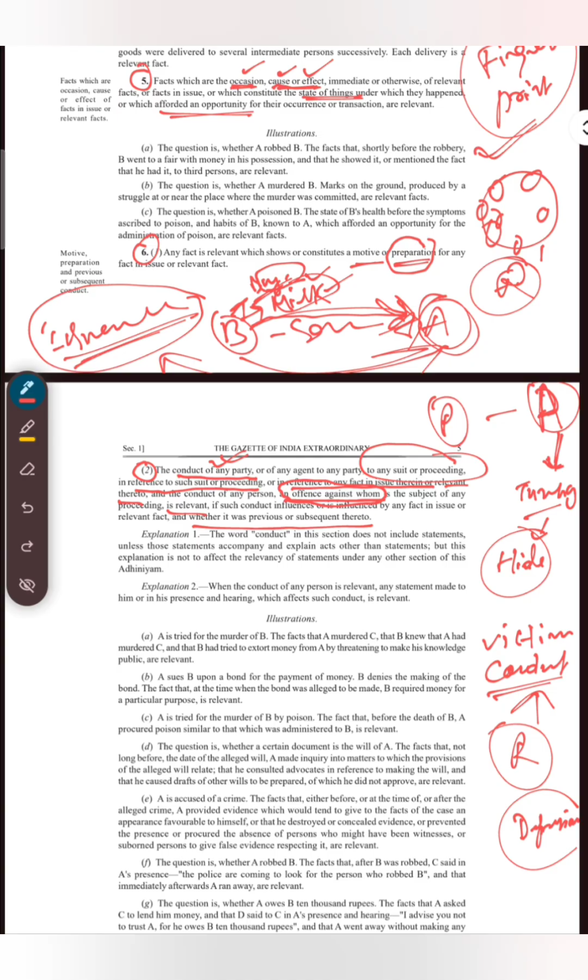Also here it is said that whether it was previous or subsequent thereto, the conducts of parties or victim may be previous, that is previous to the crime, or maybe subsequent to the crime. It doesn't matter. All these conducts will be relevant.